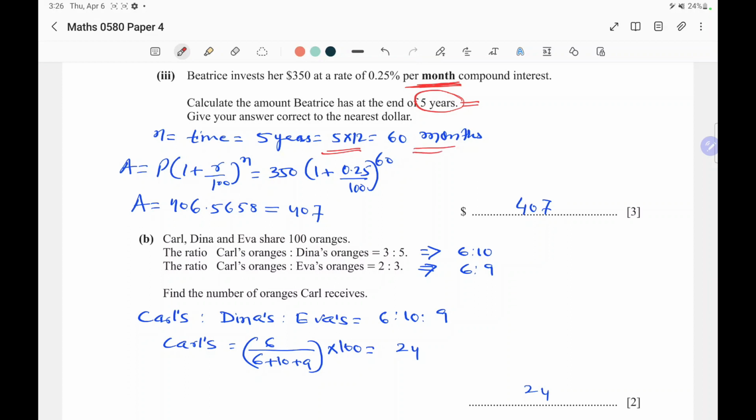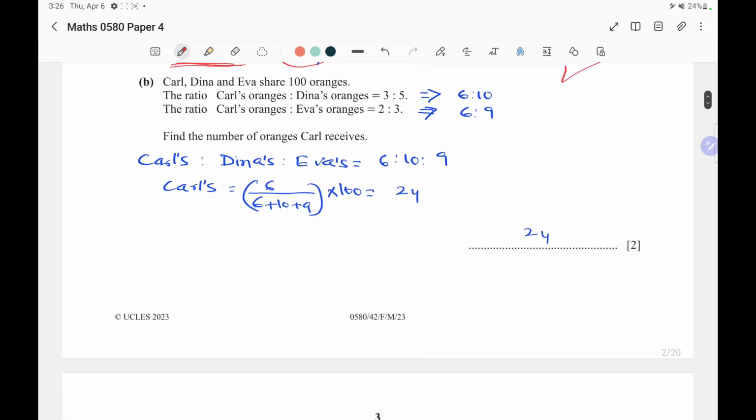We know the compound interest formula for the amount, that is A equals P times (1 plus R over 100) to the power N. P is the principal, which is the initial amount. Over here, that's 1 plus 0.25 over 100 to the power 60, that's the time. Just put it in the calculator, you will get 406.56, which is roughly $407.